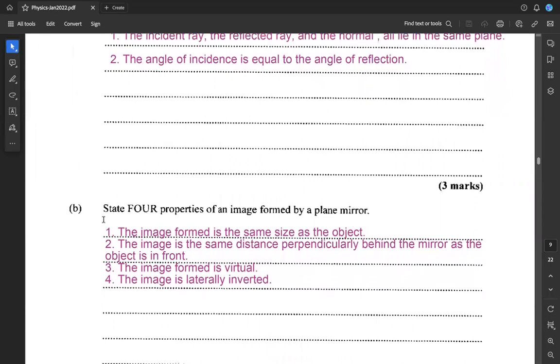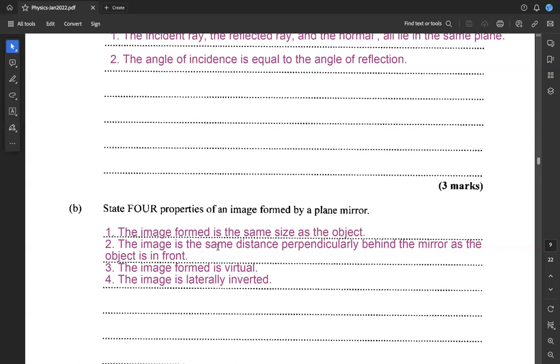For part B now, they're asking us to state 4 properties of an image formed by a plane mirror. So this is just your typical mirror that you have in your home. When you look in that mirror, what are some features of the image that you see? The first one is that the image formed is the exact same size as the object. If you look at yourself, you're going to see yourself just as you are. You're not going to be magnified or diminished in any way. It's the same size as the object.